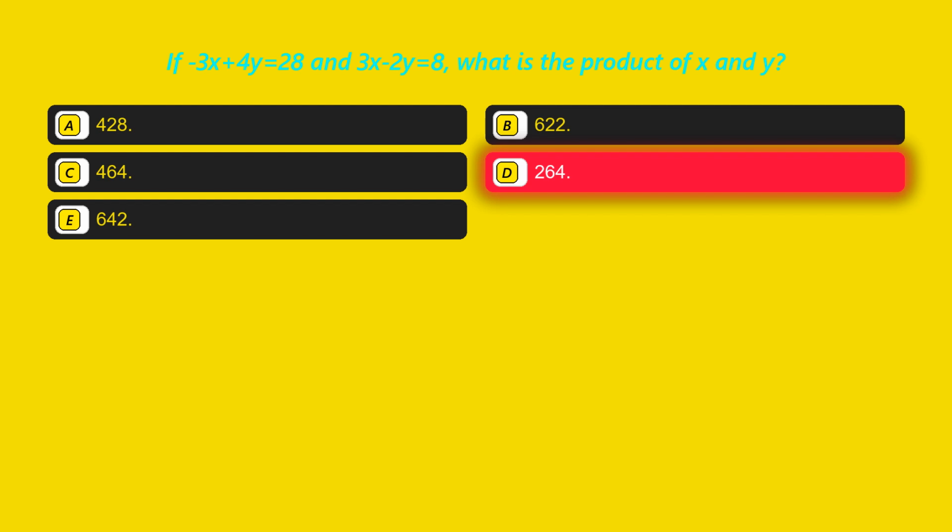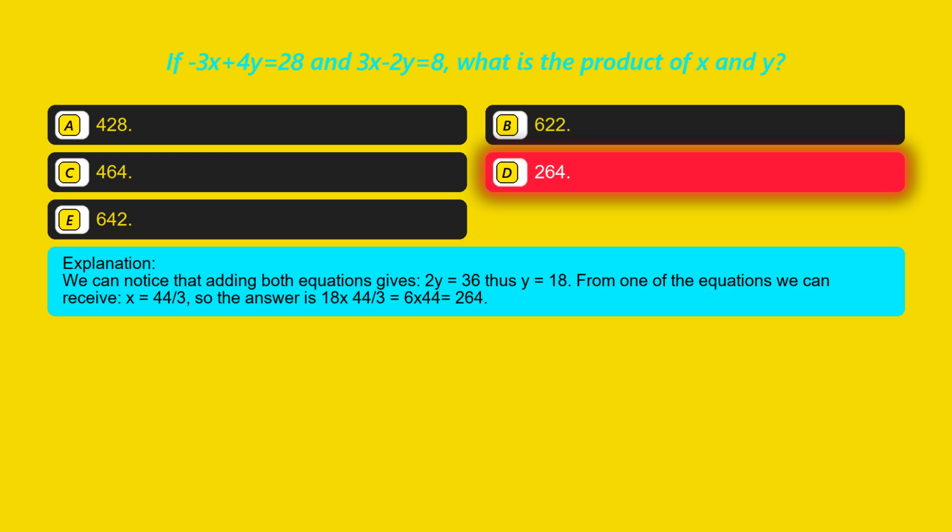The correct answer is option D, 264. We can notice that adding both equations gives 6y = 36, thus y equals 6. From one of the equations we can receive x equals 44 thirds, so the answer is 6 x 44 thirds equals 2 x 44 equals 88.